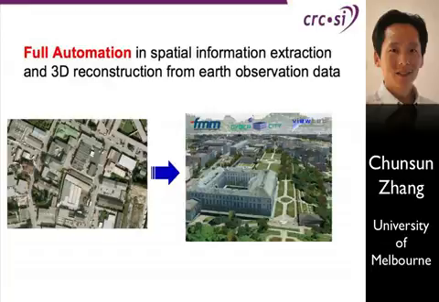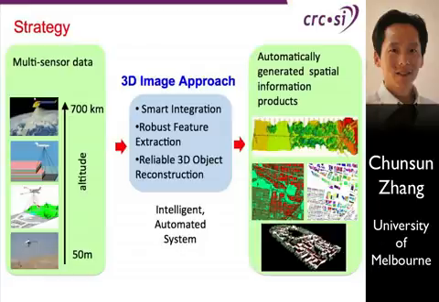Certainly, we focus on topographic objects and we work in 3D. We would like to achieve a higher level of automation. Definitely, this is a difficult task. Automated extraction of features from remote sensing imagery has been a topic for decades, and it is still an active topic today. So we have proposed a 3D image approach to advance this research.